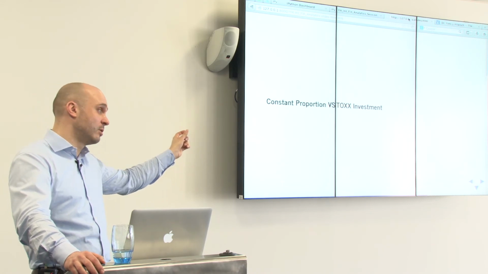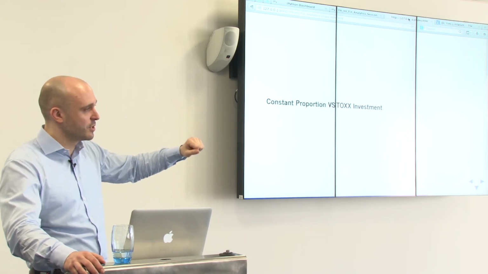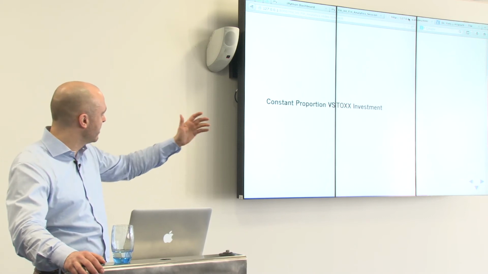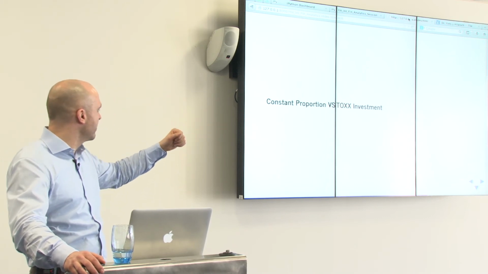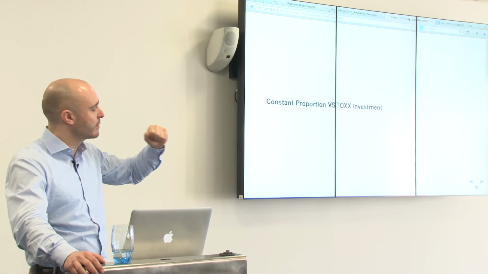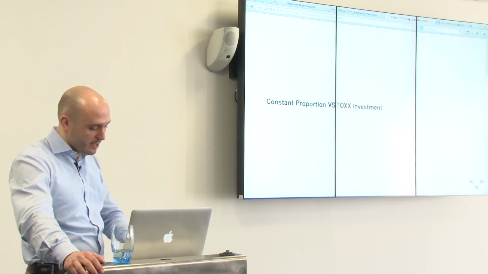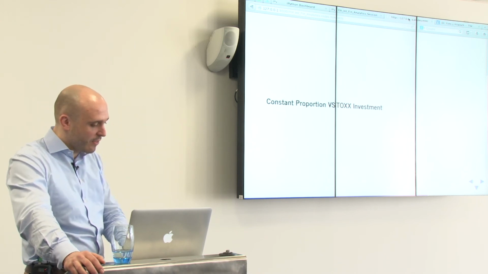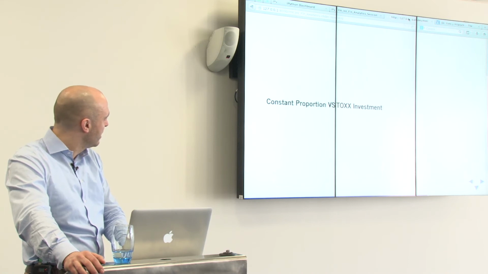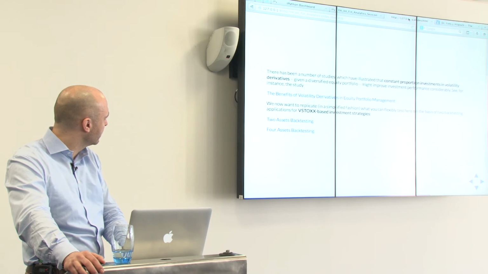Whenever this falls below 20%, you will add to the position, rebalance, and whenever it's above, you disinvest from the VSTOXX and put more into equity. And we will see what the effect is, but this is a very interesting thing because these strategies look as if they would pretty well outperform the market.